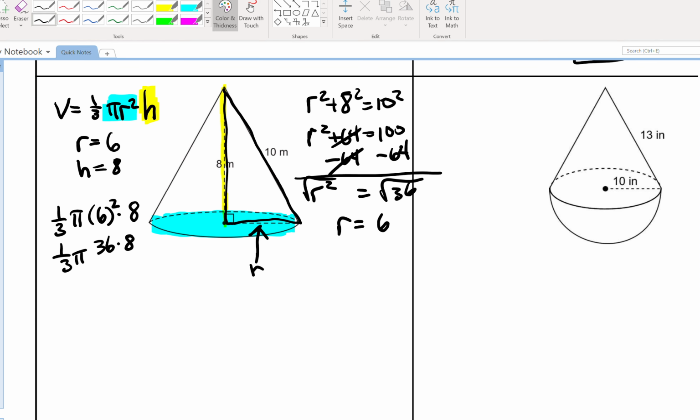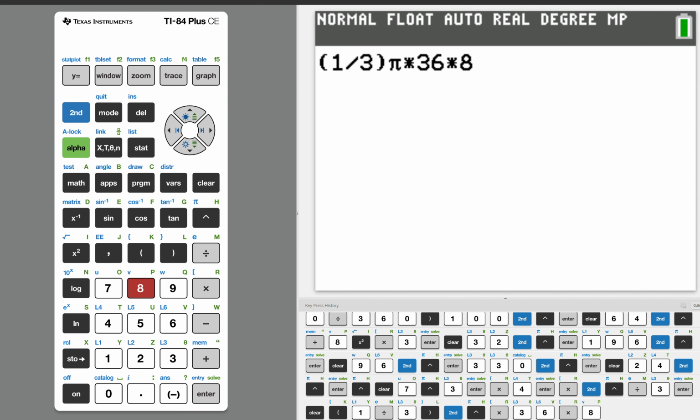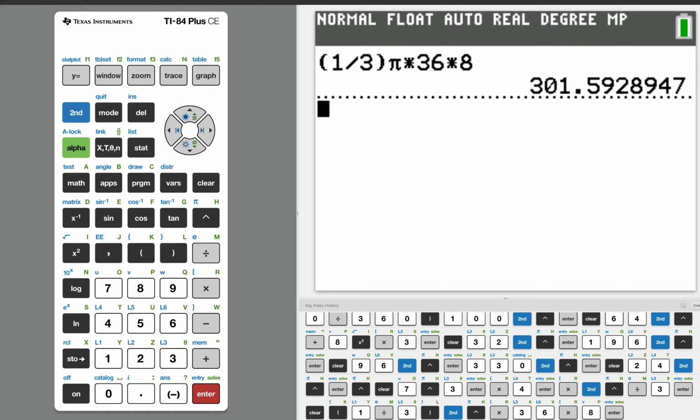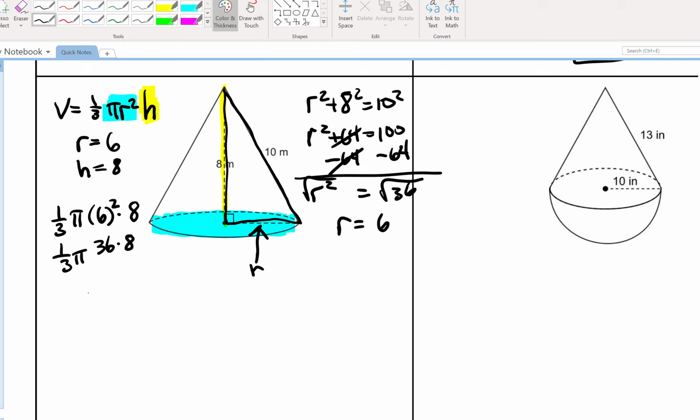And that would give me 301.59. My volume is approximately 301.59. And this is in meters, so this would be meters cubed, or cubic meters.